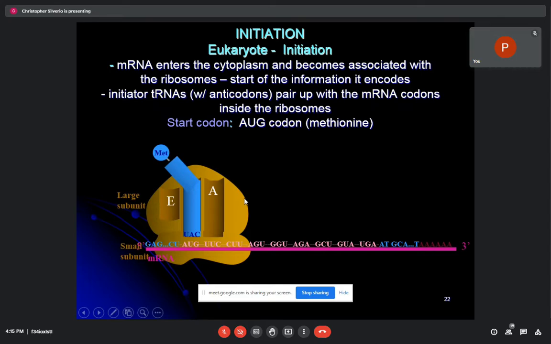The large subunit of the ribosome has binding sites. And you call this the A site, or the amino acid binding site. The transfer RNA carrying the amino acid is bound into the A site. That's why it is called the amino acid site.